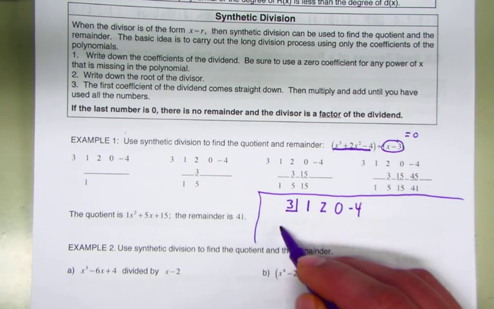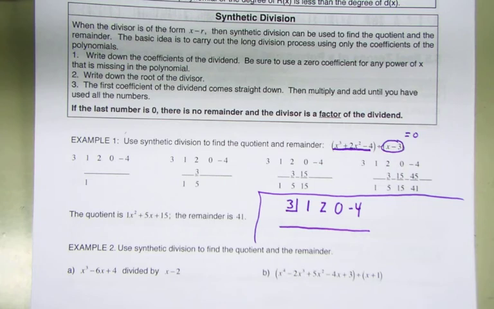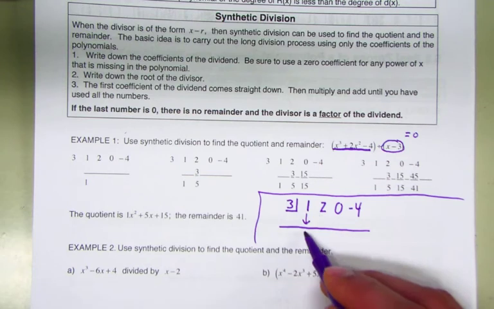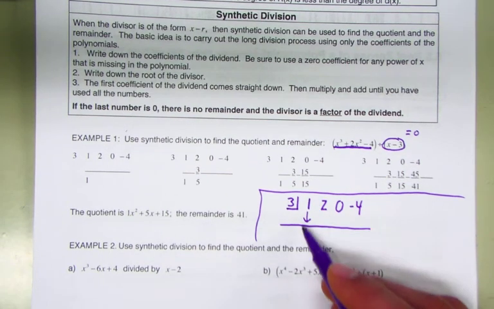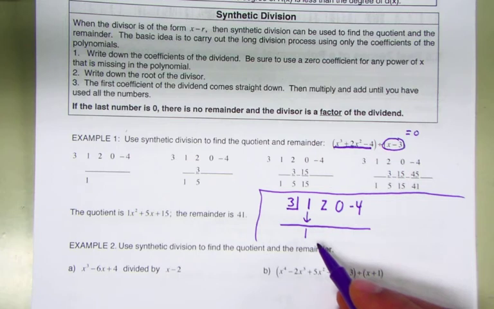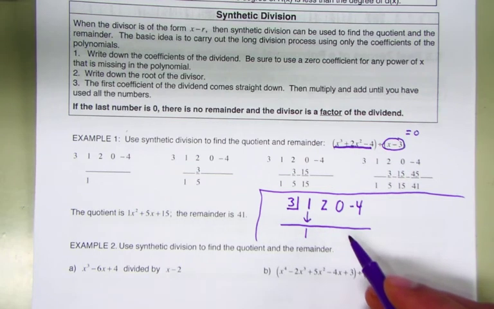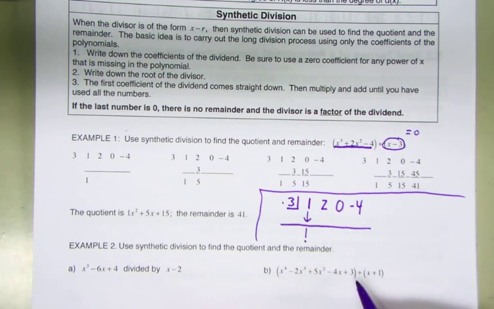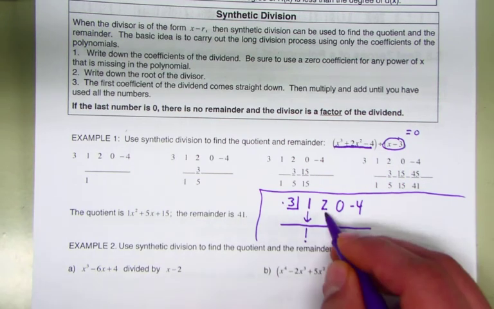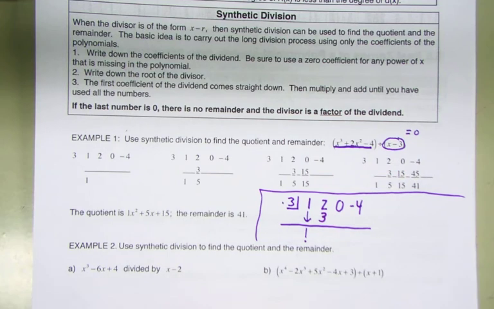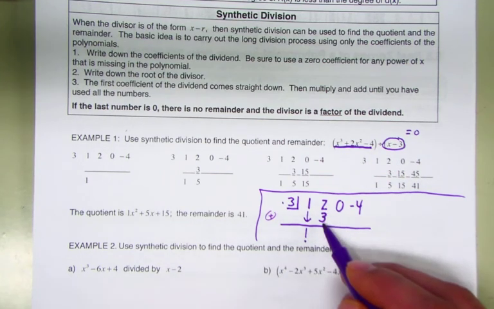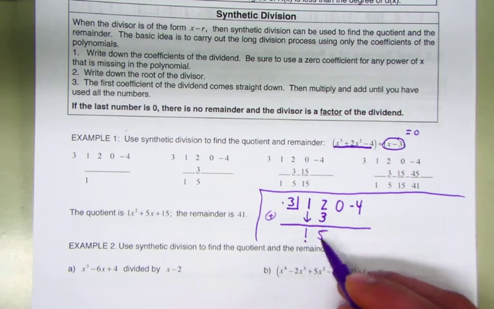Okay, and so now here's how it works. To figure out what the quotient and the remainder are, first step, you just bring down this number. Whatever that number is, you just bring it down. And then now it's just a process that you repeat over and over. You take this number times what you're dividing by. Write it down underneath the next column. And now you add. We're always adding. So 2 plus 3 is 5, and now you repeat the process.